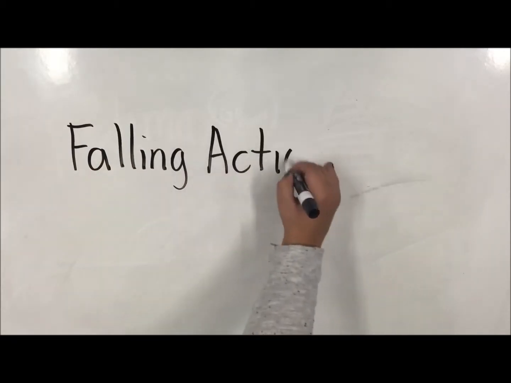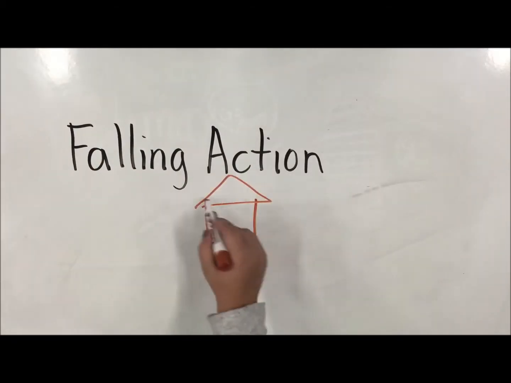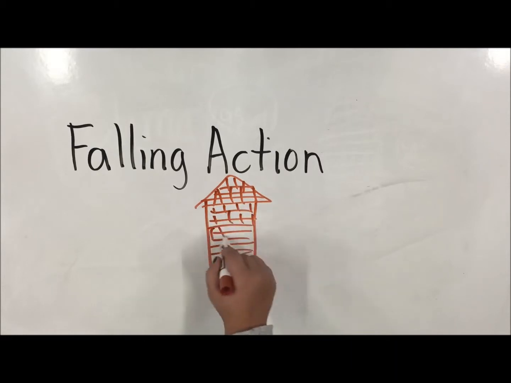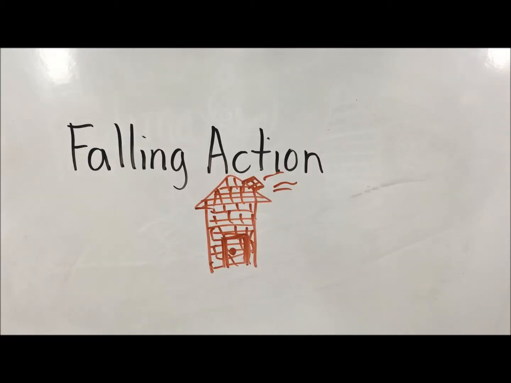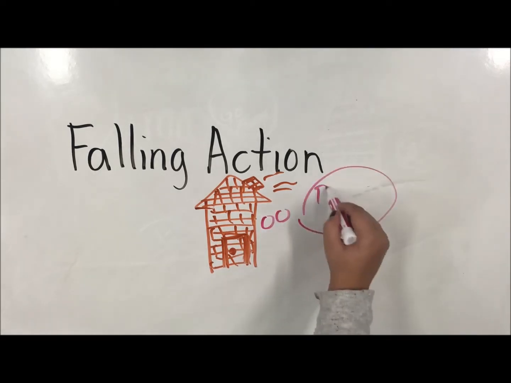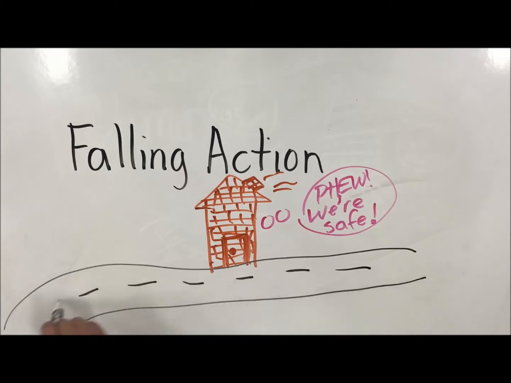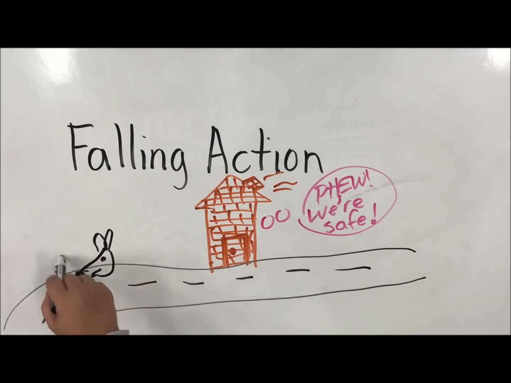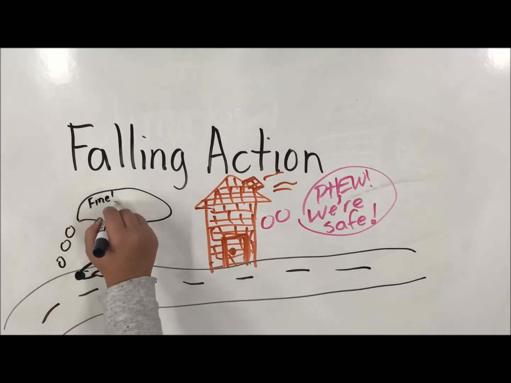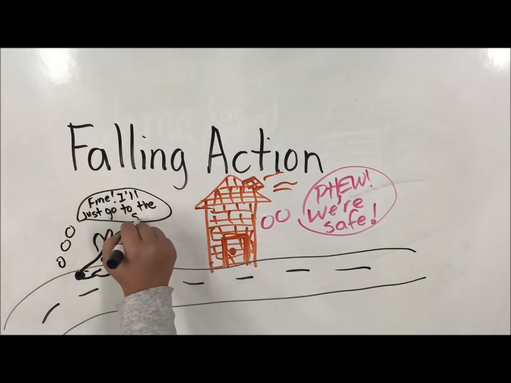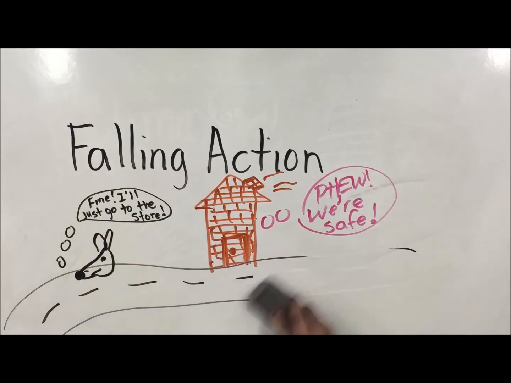Next, we have our falling action. All loose ends of the plot are tied up at this point. The conflict and climax are often taken care of. So the pigs are all safe and know they are safe at this time, while the Big Bad Wolf is making its way home. "Fine, I'll just go to the store," he says.